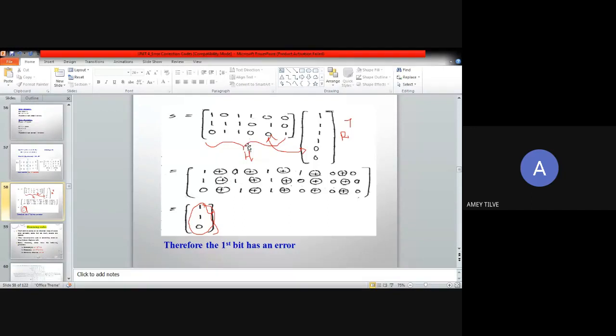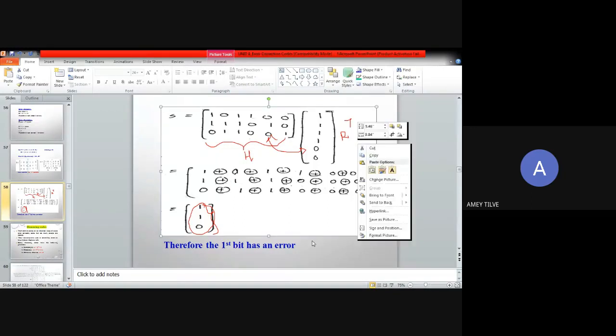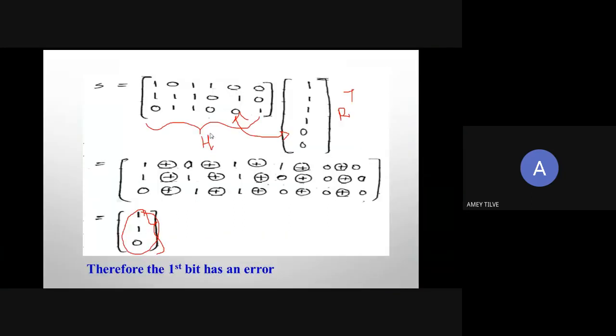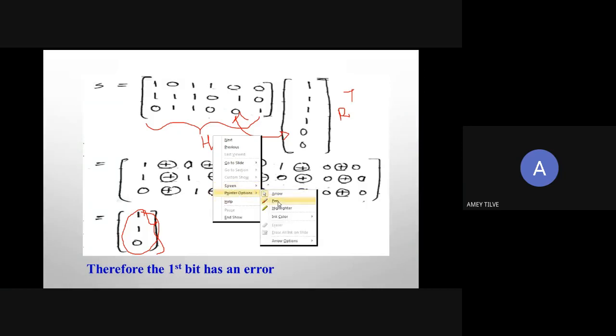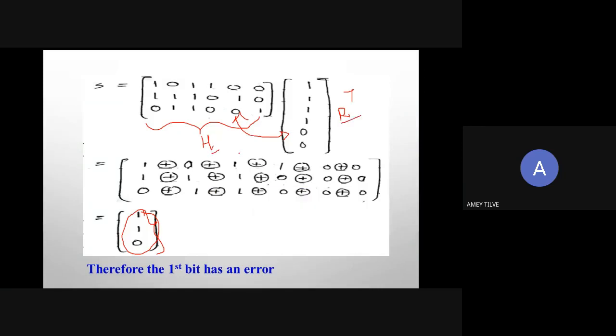So what I was doing is, this is the value of H, and this is the value of R, R transpose. I have multiplied it. The answer that I'm getting is 110. I am comparing this 110 with the bits over here. Which of these has 110? When I compare this, I find out that the first bit over here is showing me the answer as 110 that I have got.